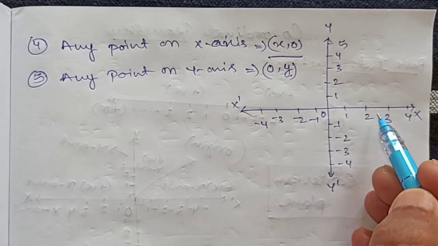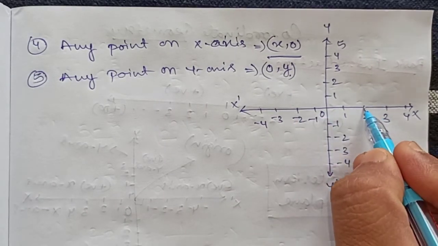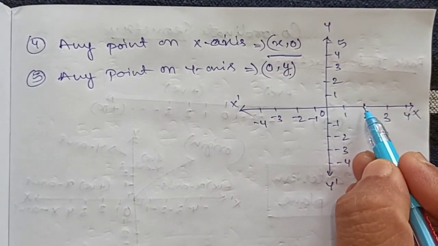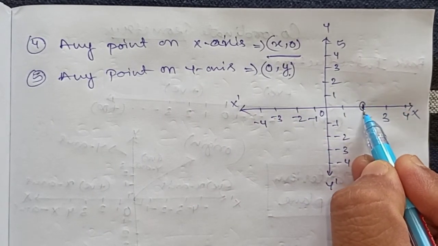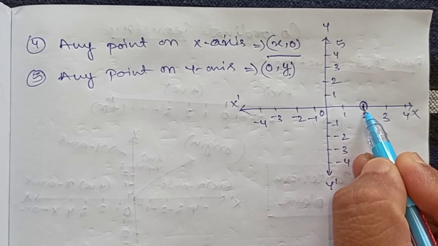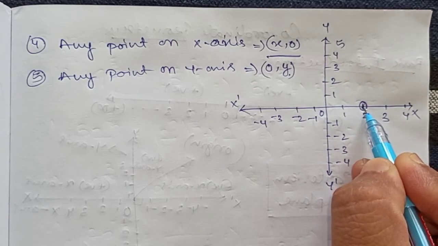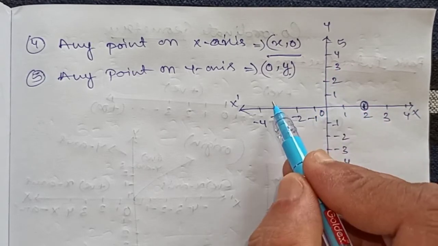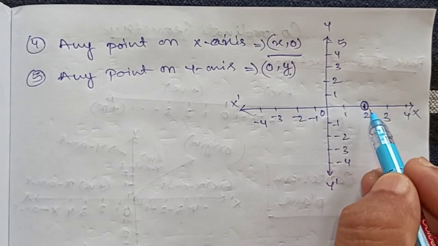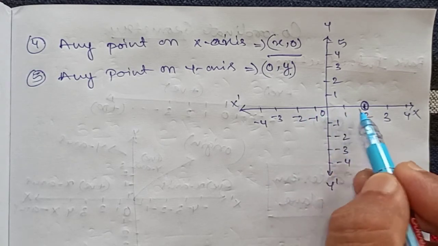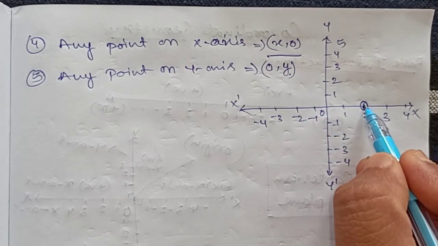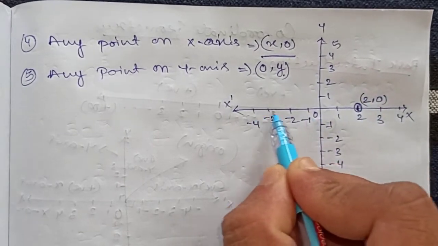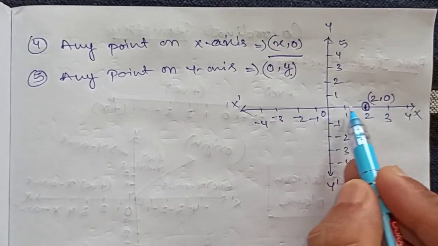Suppose I plot a coordinate on the x axis. Here, this is the x axis. Here suppose I plot a point at 2. Is there any point of y on the x axis? No, because on the x axis all points are related to x. There is no point of y. So this point will be taken as x is 2, y is 0, because on this line y is 0.